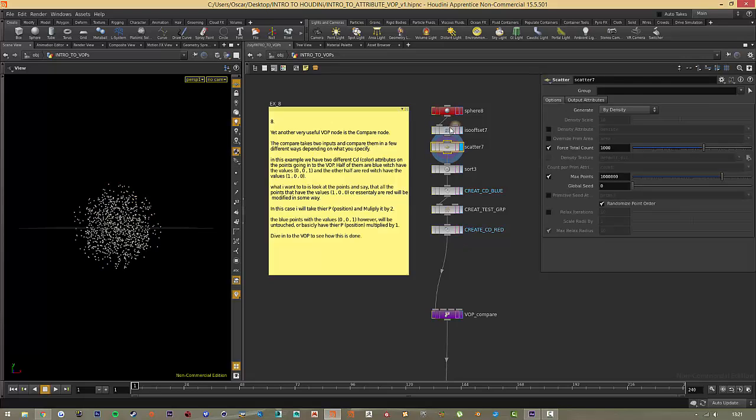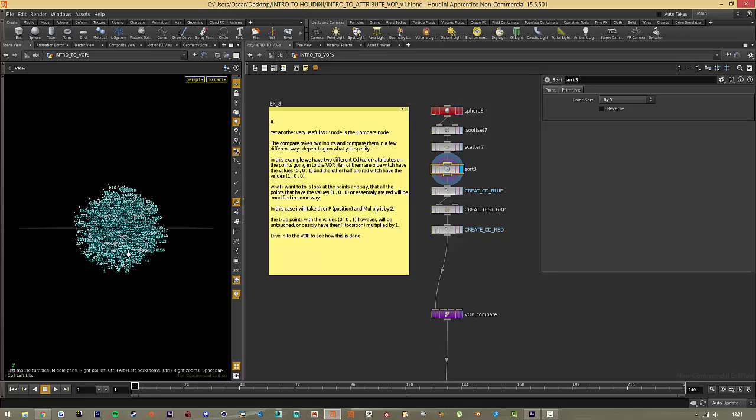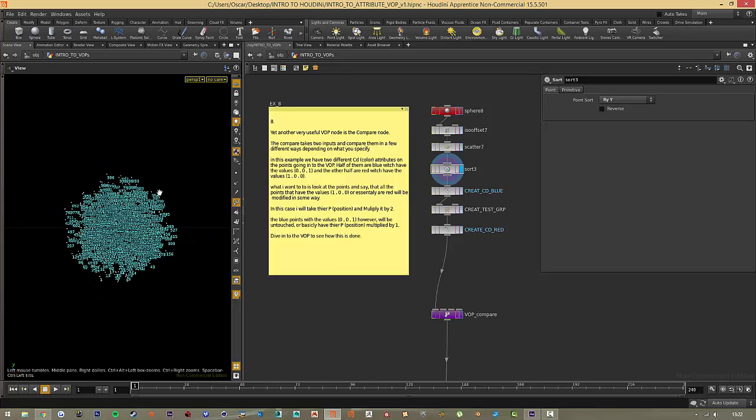We have a sphere, we make a volume, we make points. We make 1,000 points and we want to sort them by Y. Instead of X this time, we're gonna sort them by Y. So this means that our point numbers will go from 0 to 99 in Y direction, okay? We're not going to worry about that, but just remember that it goes from 0 to 99 in Y direction.